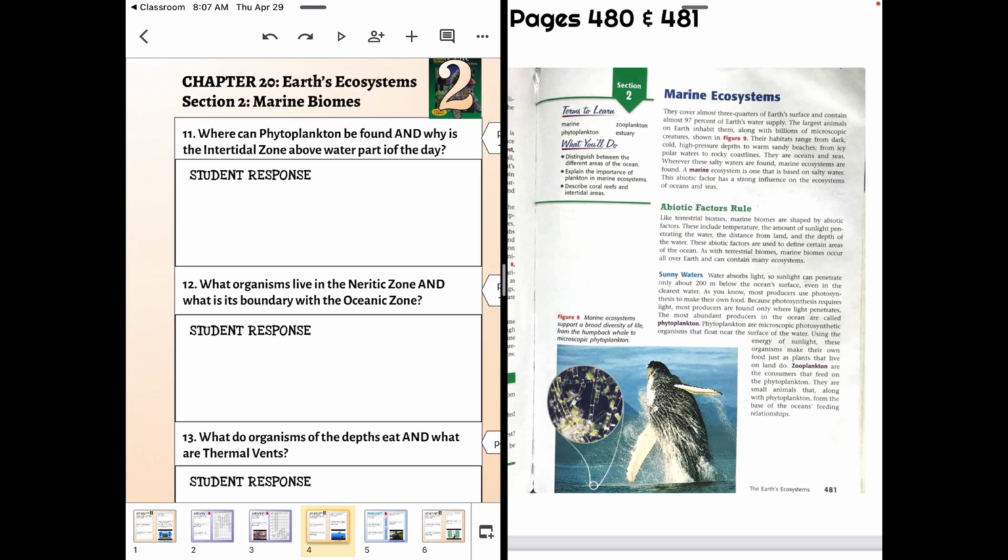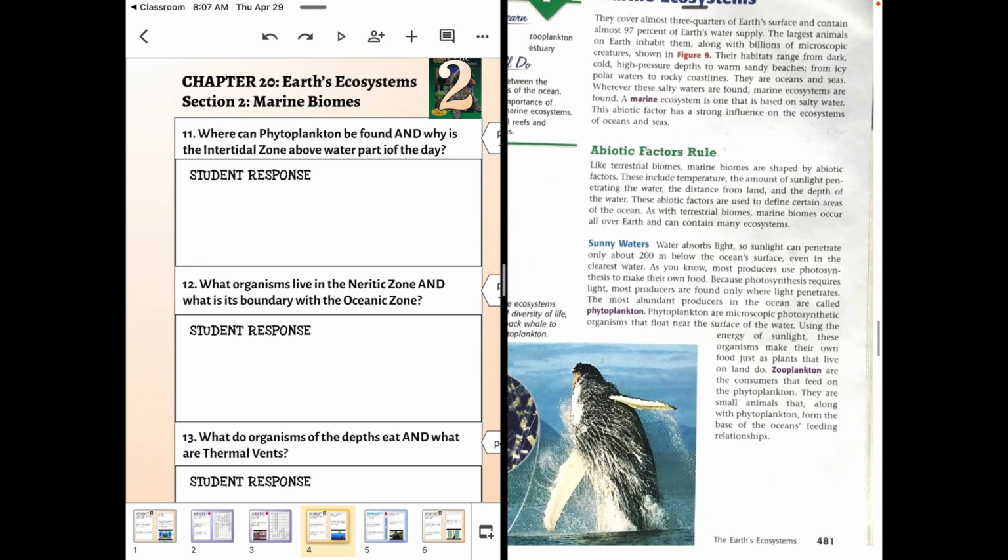So first up, where can phytoplankton be found? It's on this page. We need a location. It's not a very precise location, but it's in here. And phytoplankton are eaten by zooplankton, and then they're eaten by everybody else.